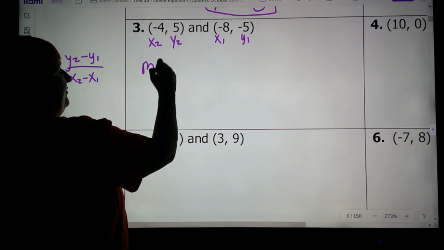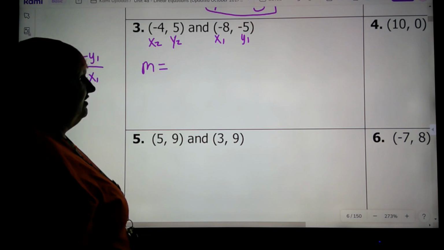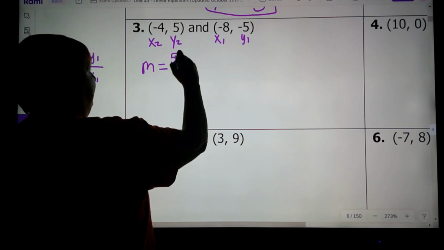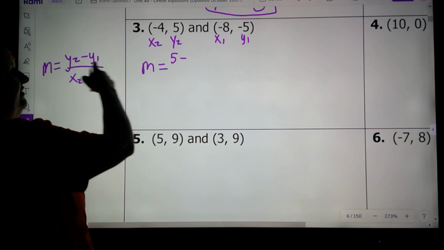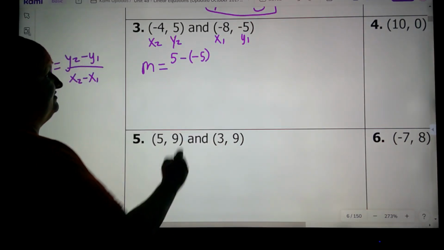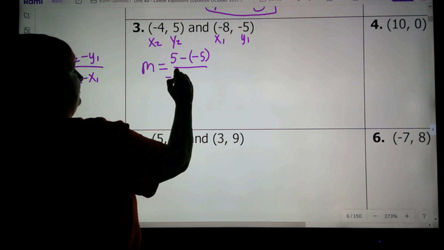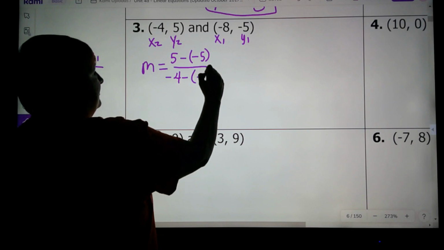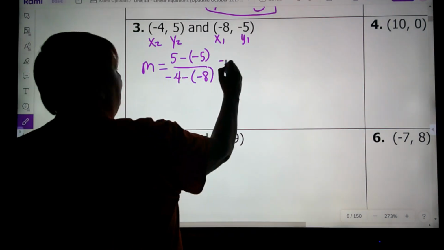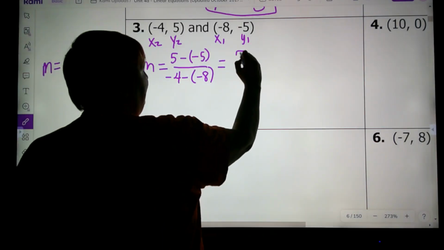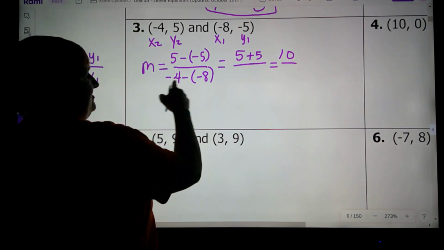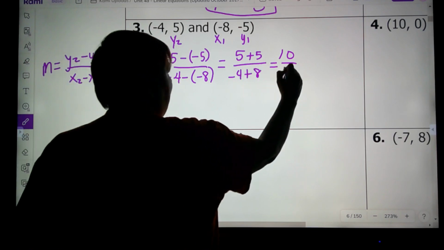Now I'm going to put them into the formula. Be careful with your negatives. I'll show you what I mean. This one is going to be y2, 5, minus, because there's a negative in the formula, and your y1 is a negative 5. This is why I said be careful with your negatives. And this is x2 minus x1. Good thing I'm doing this one. There's a lot of negatives. So this is going to become 5 plus 5, which is 10. And this is going to become negative 4 plus 8, which is 4.